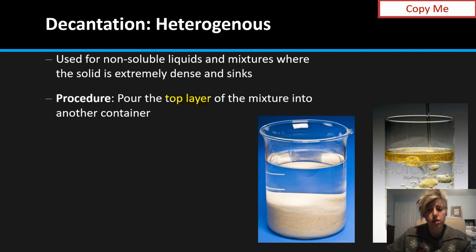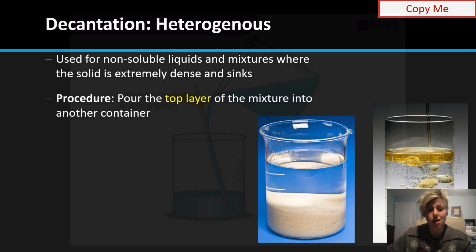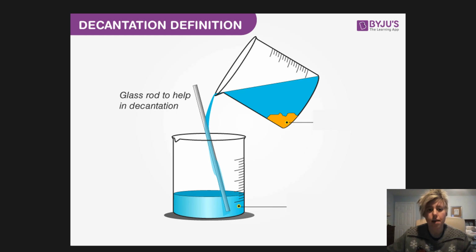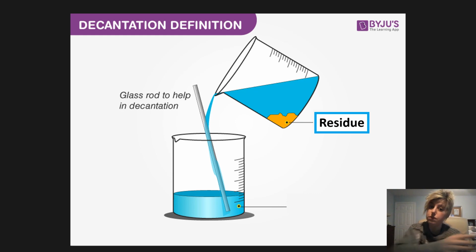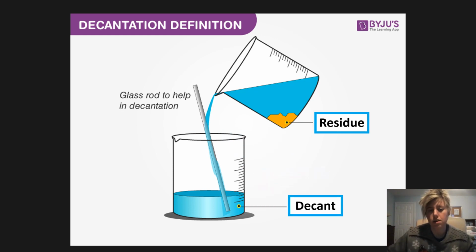So if we look at the next slide, we actually see this happening. So we have our mixture with our residue, and then we have our decant. So what gets left over, that solid part in my original container, that's going to be my residue. And the component that I removed from my mixture, what I'm pouring out, is actually called the decant. So it's what I have decanted out of my mixture.